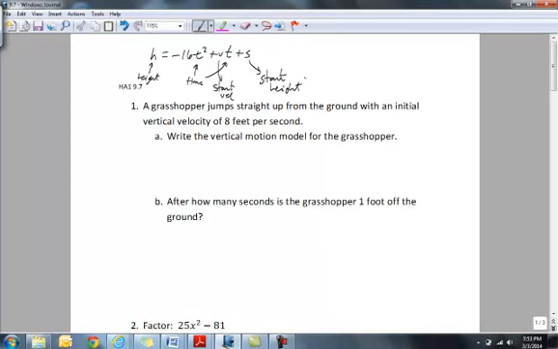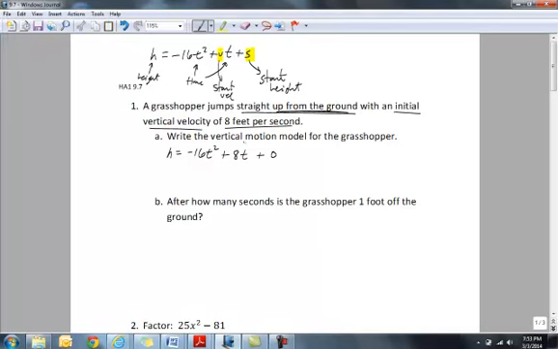Okay, let's take a look here at number 1. It says a grasshopper jumps straight up from the ground with an initial vertical velocity of 8 feet per second. We'll write the vertical motion model for the grasshopper. So the vertical motion model, typically we fill in for v and we fill in for s. So there's the v, there's the s. So it looks like this. h equals negative 16t squared plus 8t plus 0. Now I know that the starting height is 0 because the grasshopper jumps straight up from the ground, and then the initial vertical velocity is 8 feet per second, so that's why we plug in an 8 for the v.